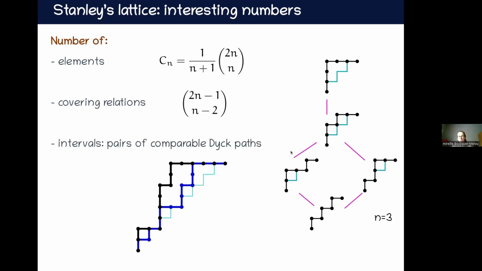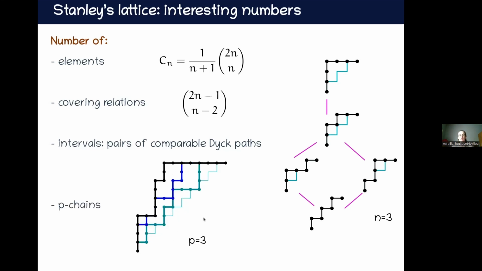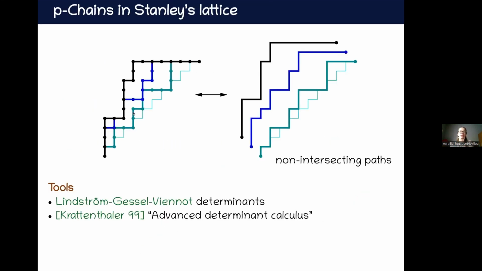And then we will be mostly interested in counting intervals. By an interval, I really mean a 2-chain, that is a pair of comparable Dyck paths, like these two thick paths here. More generally, we may consider p-chains in this Stanley lattice. If you choose, say, a 3-chain, and move the three paths a little bit apart, you will get a configuration of paths that do not intersect.